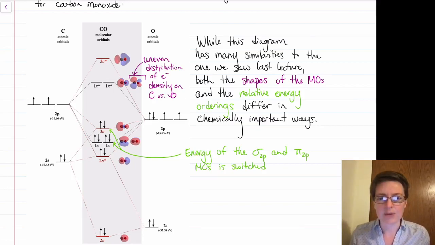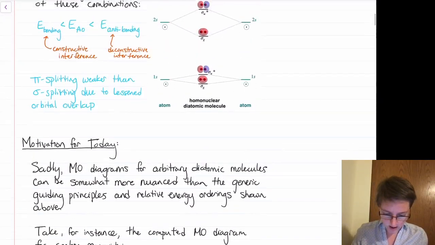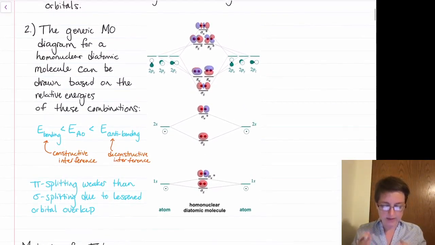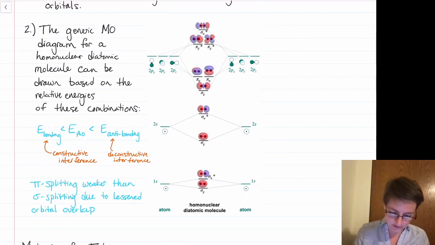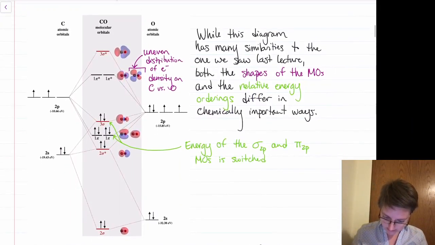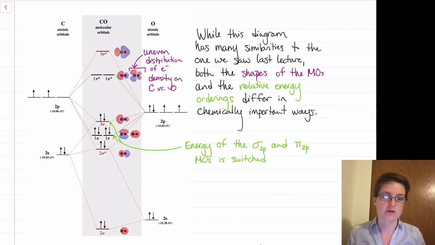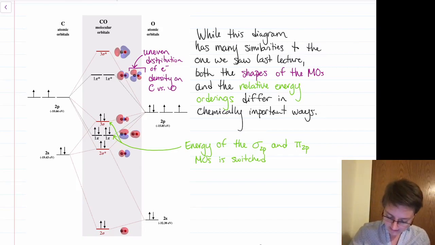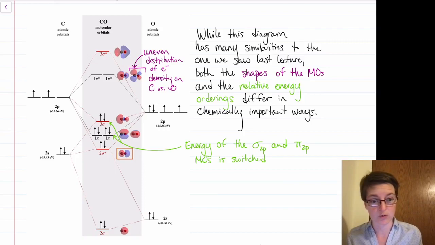The other thing that I want to point out is that whereas before our pi and pi star orbitals had this nice symmetric distribution of electron density around the two nuclei, now in an MO diagram like for CO, we see an uneven distribution of electron density. Sometimes that electron density seems to be shifted towards the carbon, as in the MO that I've highlighted in purple, and sometimes, as in this MO that I'm about to highlight in orange, the MO electron density seems to slightly favor the oxygen and to be centered more around that oxygen, as shown in orange.